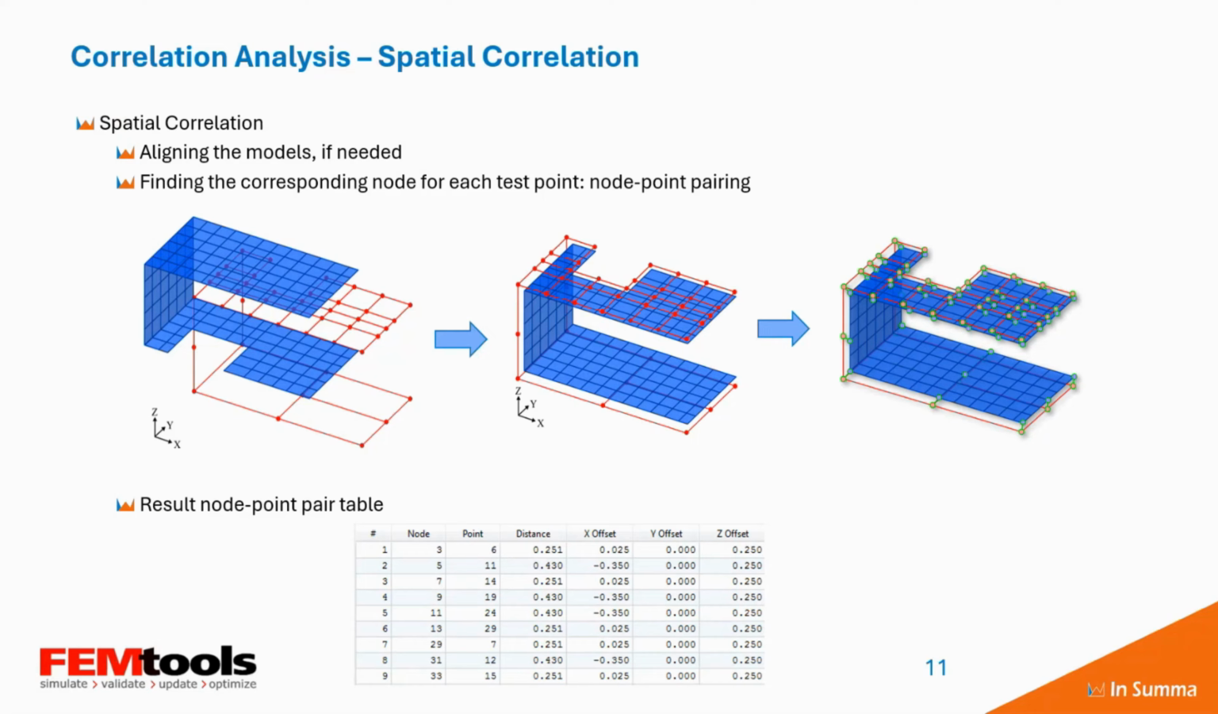The outcome of spatial correlation in FEMtools is a table that shows the pairs of the FE nodes and test points. This table is shown in the figure below, and it shows the pairs of the FE nodes and test nodes that are closest to each other within tolerance. There are multiple ways of doing this. We have, for instance, sequential pairing, which matches the nodes and points in the order in which they are stored in the database. We also have forced pairing and also automatic pairing. All these are available within FEMtools.